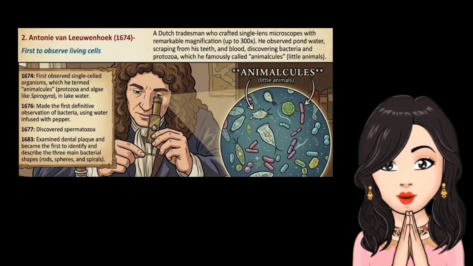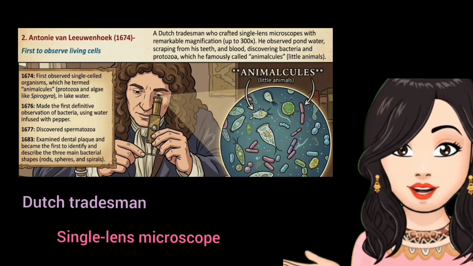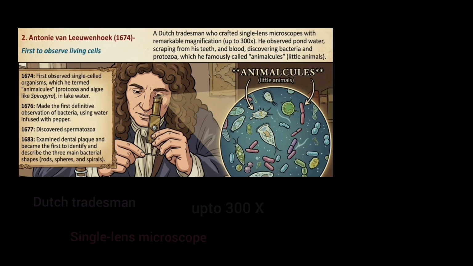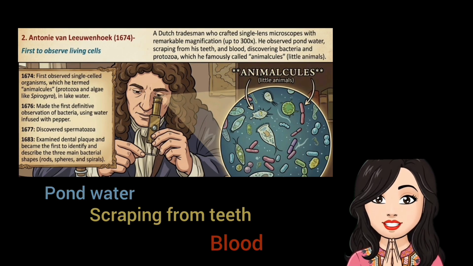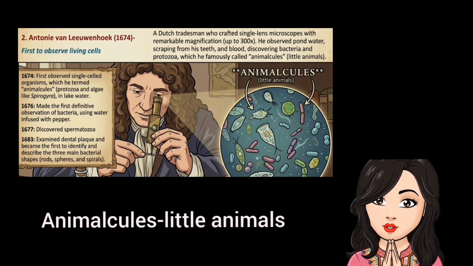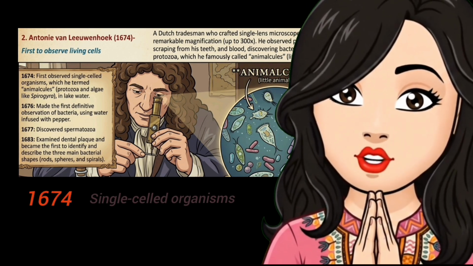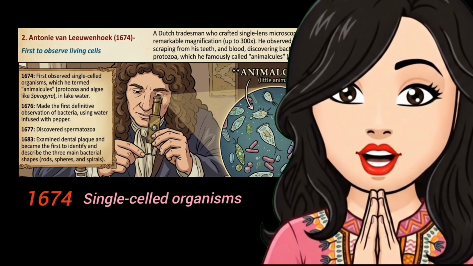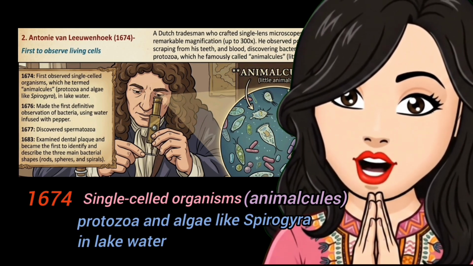Antonie van Leeuwenhoek was a Dutch tradesman who crafted single-lens microscopes with remarkable magnification, up to 300x. He observed pond water, scrapings from his teeth, and blood, discovering bacteria and protozoa, which he famously called animalcules, or little animals. In 1674, he first observed single-celled organisms, which he termed animalcules, protozoa and algae like Spirogyra, in lake water.